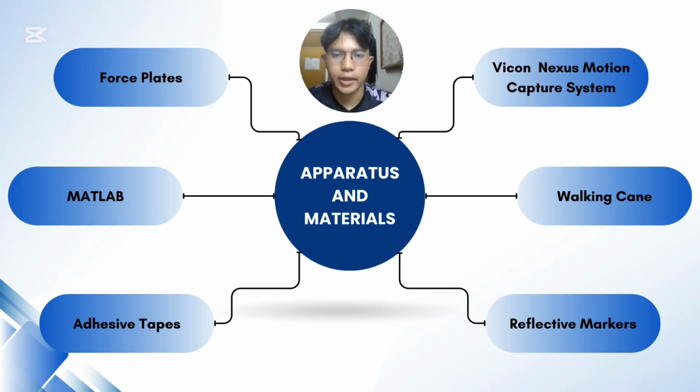Next is the apparatus and also materials. So to demonstrate the walking patterns of the normal and also hemiplegic, we use force plates. And also for the software, we use the Vicon Nexus motion capture system. And for processing the data and results that we wanted, we use MATLAB. And for the subject, to demonstrate hemiplegic walking pattern, we use walking canes. And we put reflective markers onto the subject by using adhesive tapes.